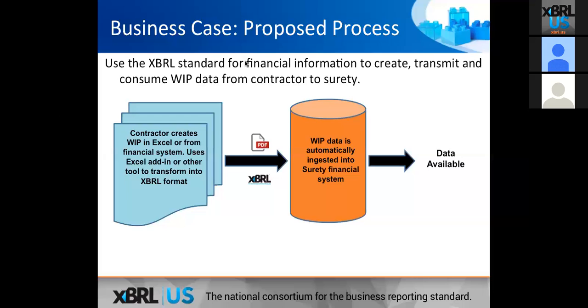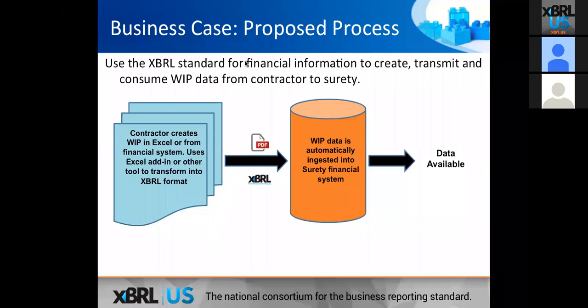Contractors would likely then create both a PDF or Excel version as they do today, plus the XBRL version would be created as a byproduct automatically, we hope. Later on in this webinar, we'll be demonstrating one of these tools and how it works. So once the two documents are received by the surety, the surety's financial system can automatically ingest the XBRL version of the work in process report into their financial system, and they can begin conducting analysis immediately.